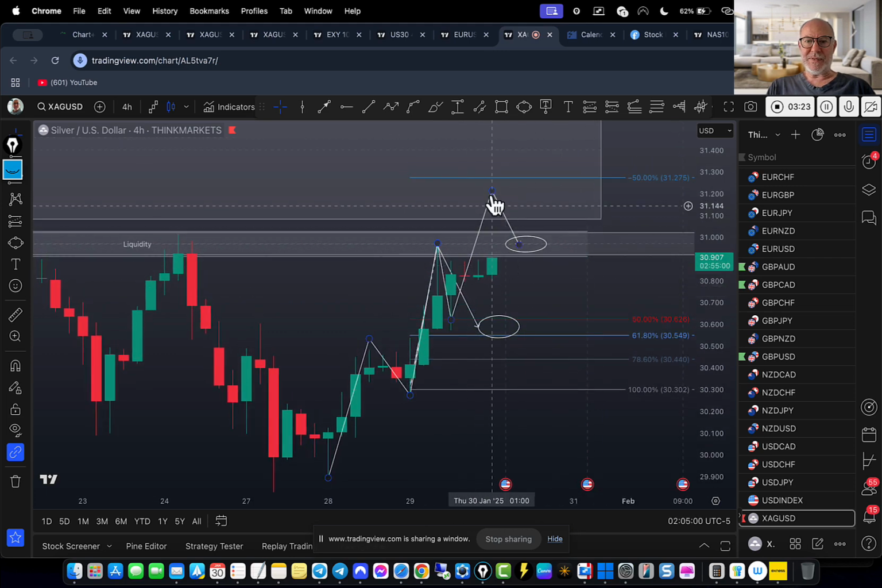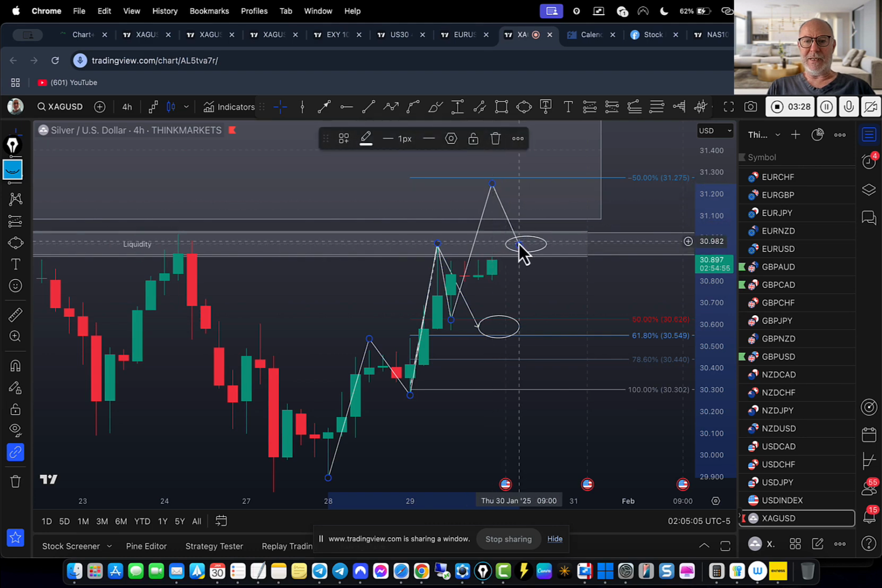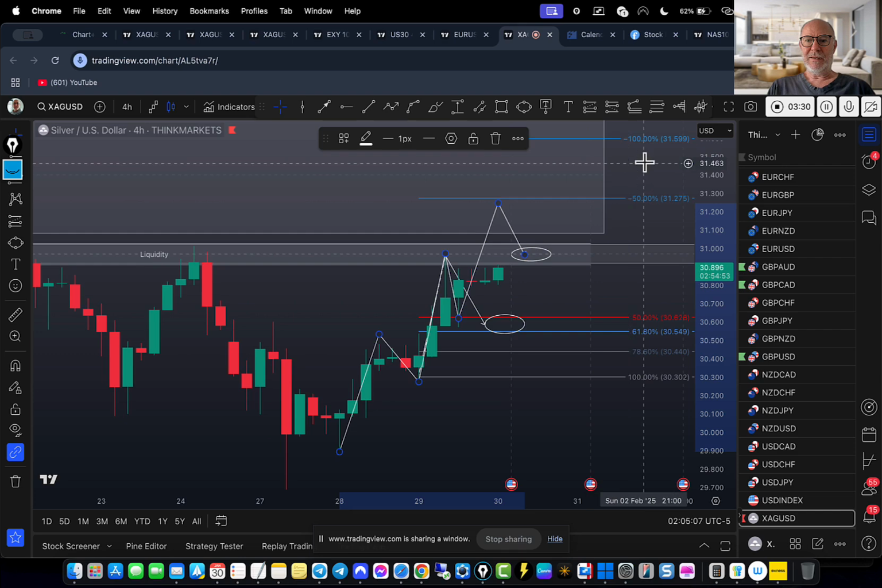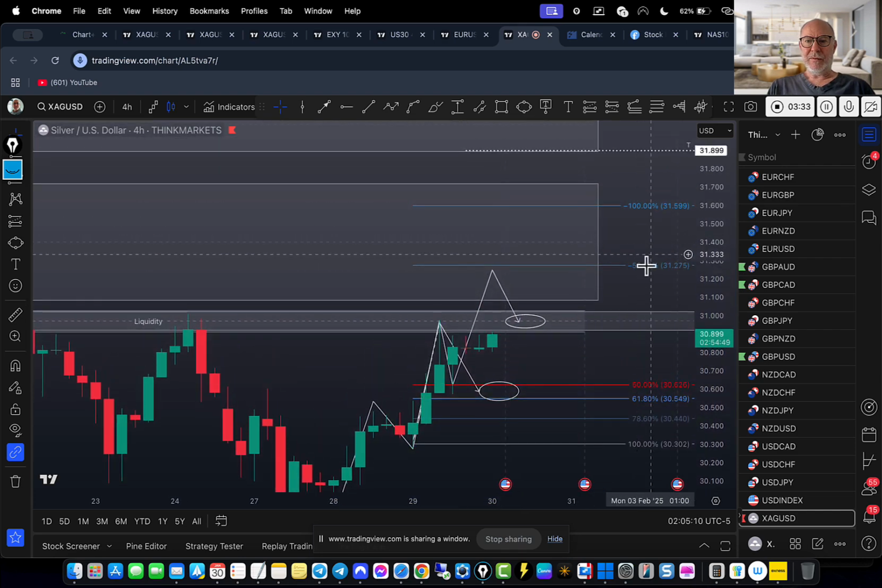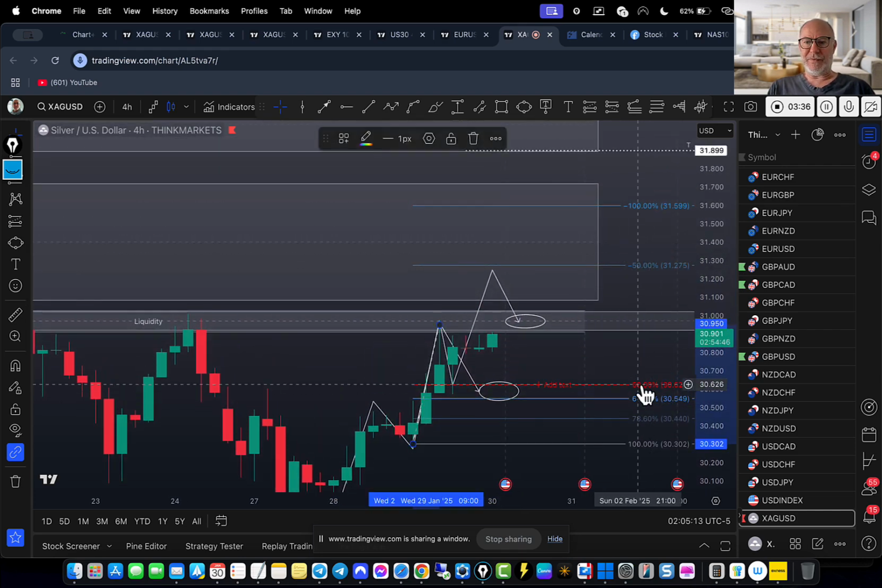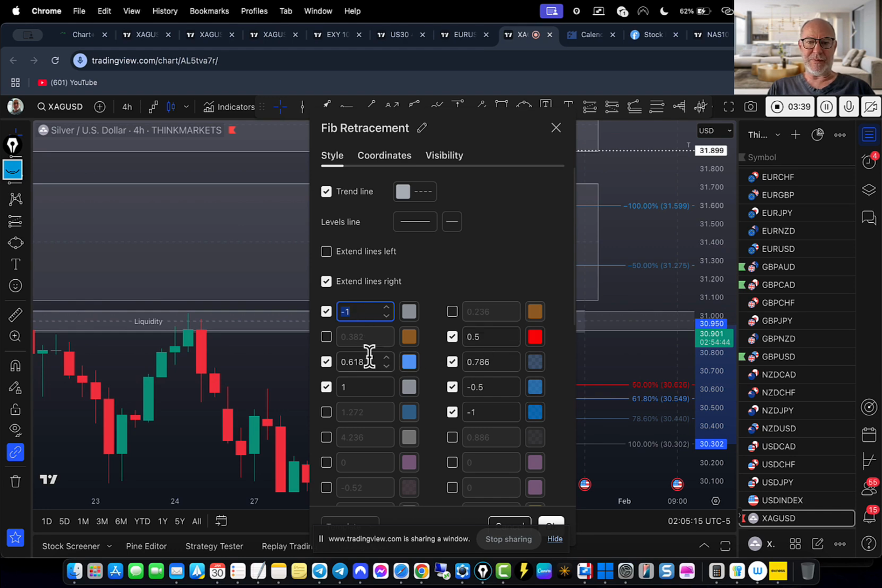And then second entry point, if we don't pull back, if it trades through, then come back in here, and that's my entry point there. And targets, well, you've got the Fibonacci. I'll just show you this. You can take a snapshot if you like. I've got a -1, I've got a minus 0.5, these things here.